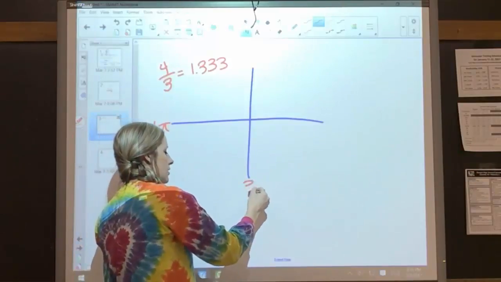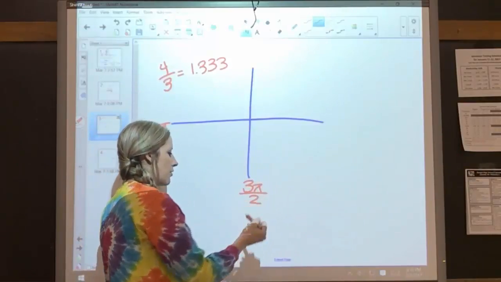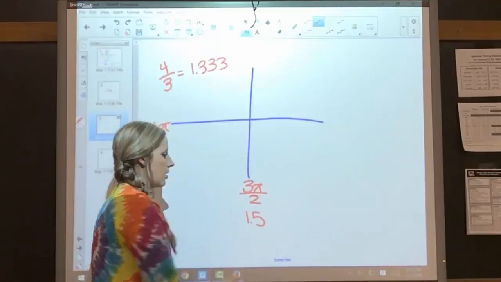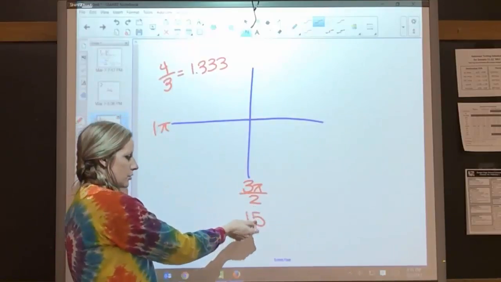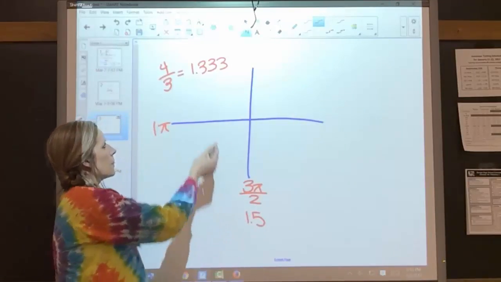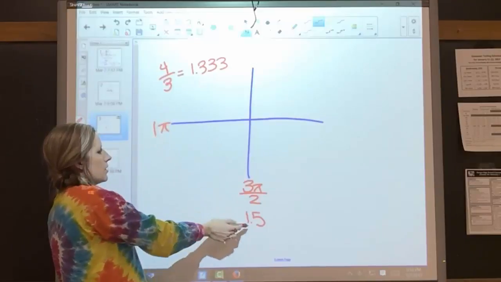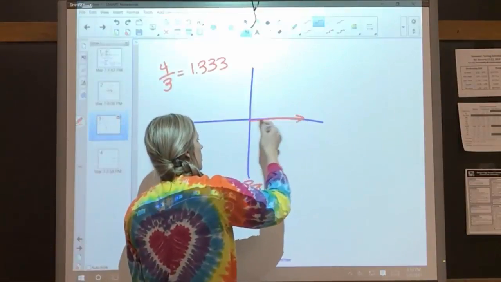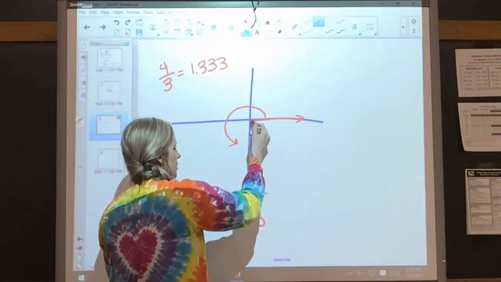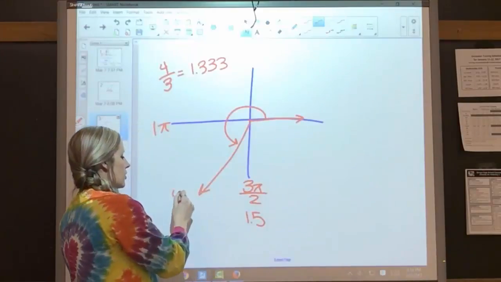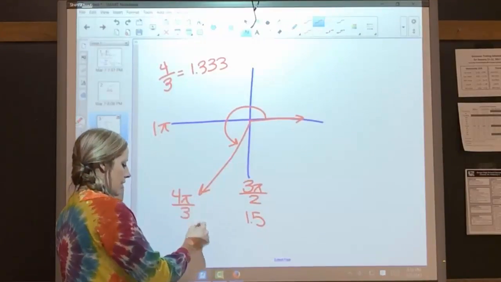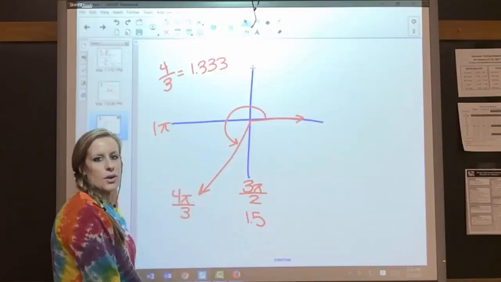And then this 270 degrees is 3 pi over 2. It's 1.5, right? 3 over 2 is 1.5. So this angle is between 1 and 1.5. And it doesn't have to be a perfect 4/3 pi angle, just as long as it's in the right quadrant.